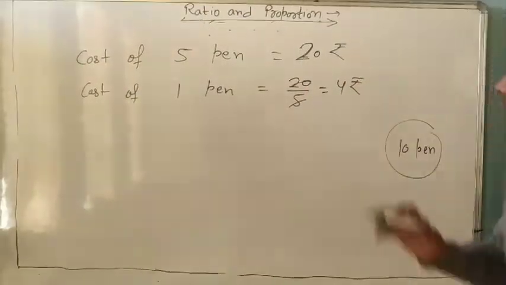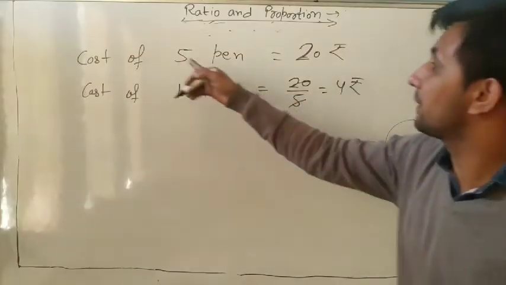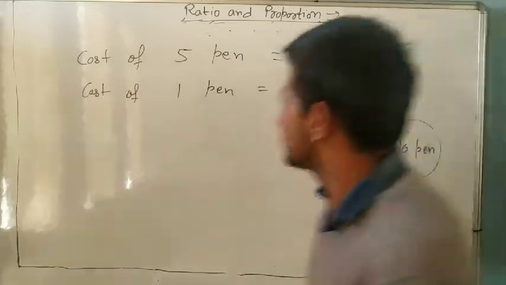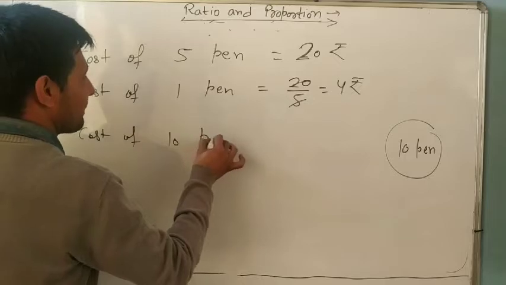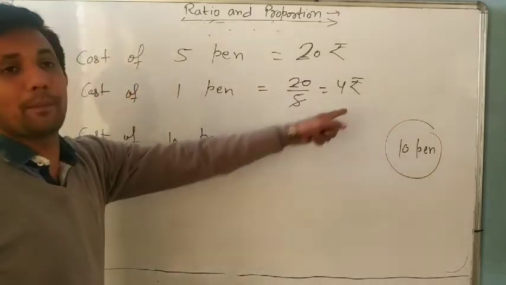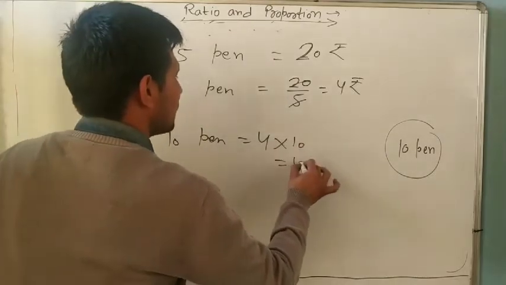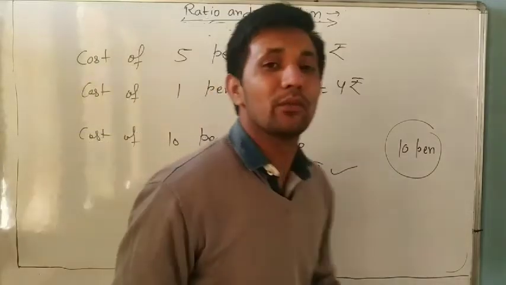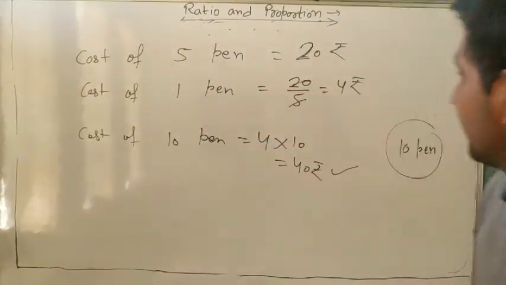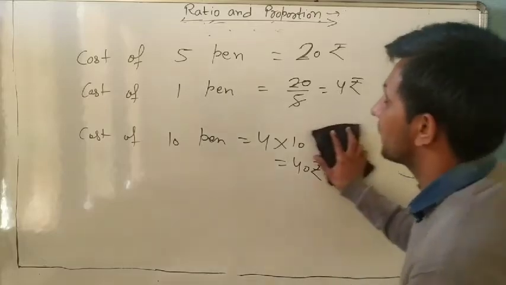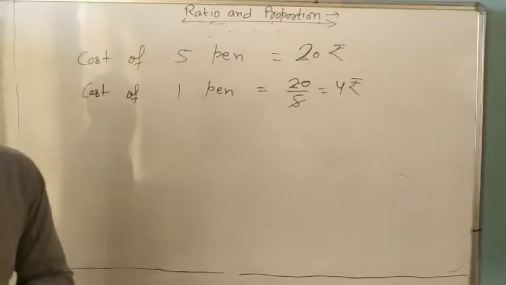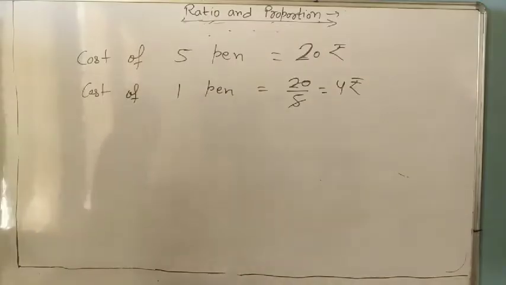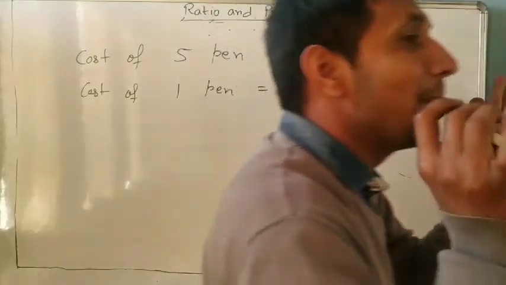Cost of 2 pens, 2 into 4, 8. Cost of 3 pens, 3 into 4. Cost of 5 pens, 5 into 4, 20, same as given. Cost of 10 pens, 4 into 10, 40 rupees. We can find it. So we observe that here we first find the cost of 1 pen. So it is called the unitary method.